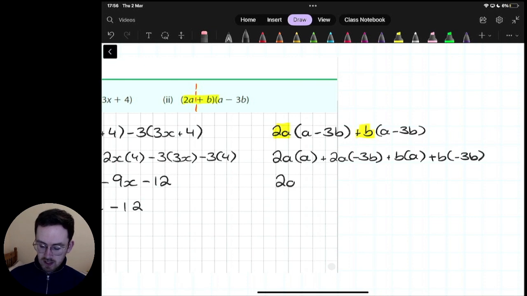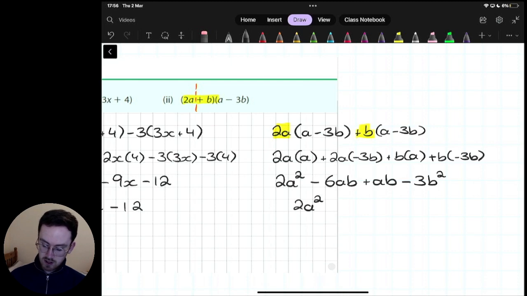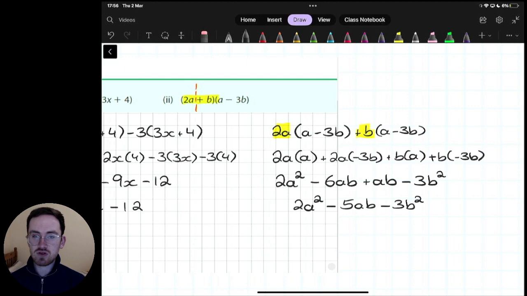So 2a by a gives me 2a squared. 2a multiplied by minus 3b gives me minus 6ab. Plus b multiplied by a is ab or ba, and this gives me minus 3b squared. So I have 2a squared minus 5ab minus 3b squared. And that's my end result.